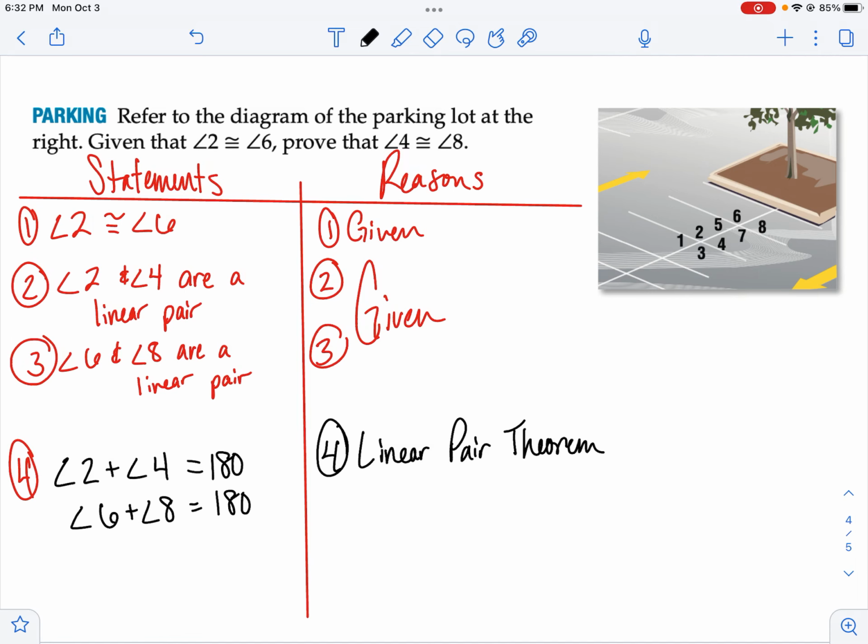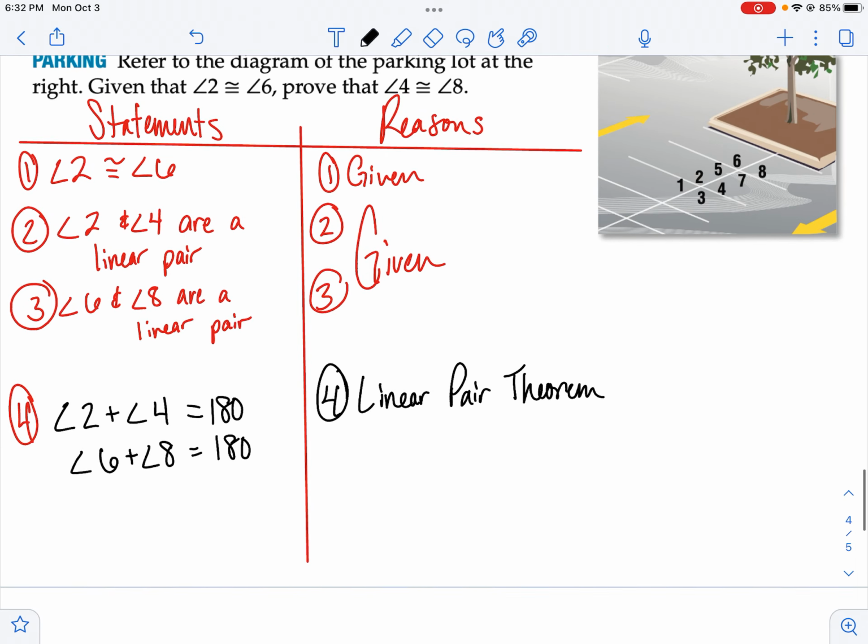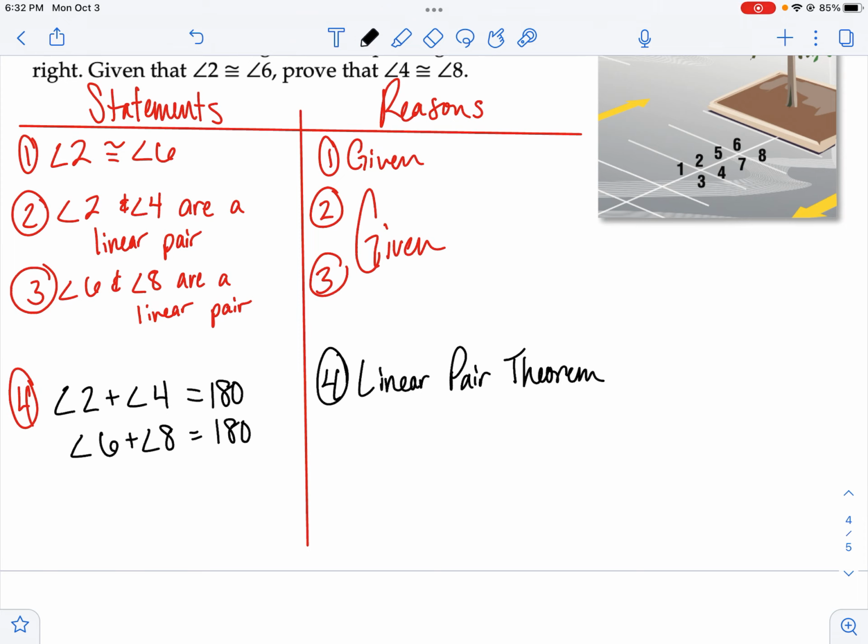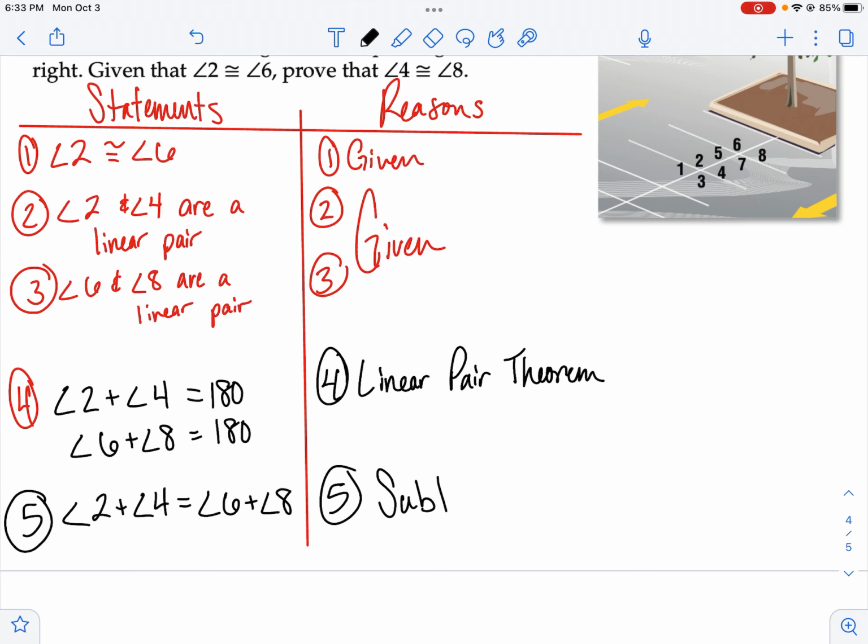I would encourage you to pause the video and try to finish this proof on your own, and then unpause and check your work. But I'm going to go through here and finish the proof. I noticed that these two things equal the same number. So just like before, I can take those things and set them equal to each other. Okay, so I've got substitution, or the transitive property.